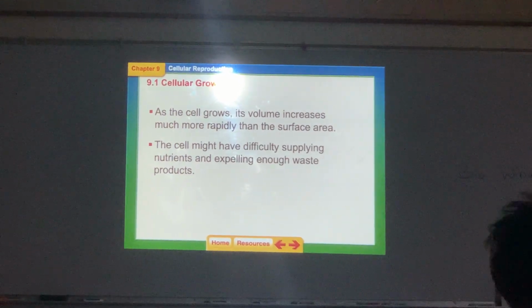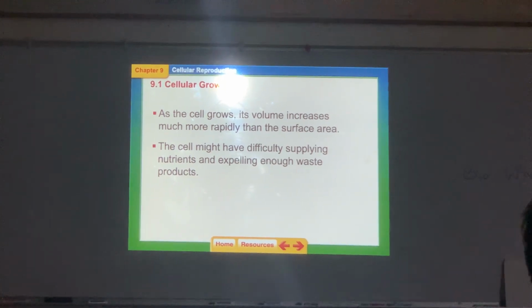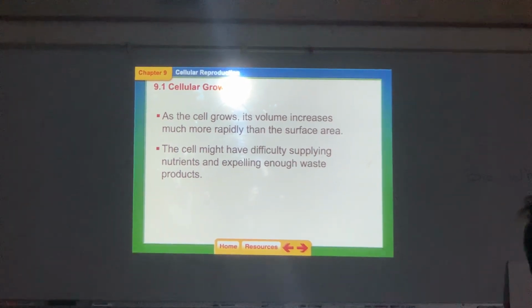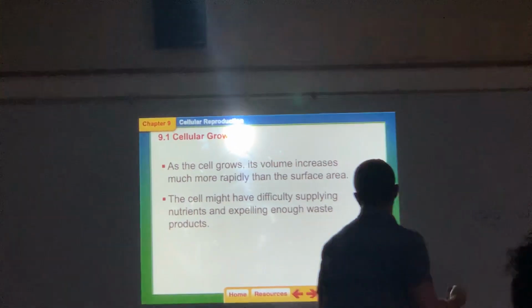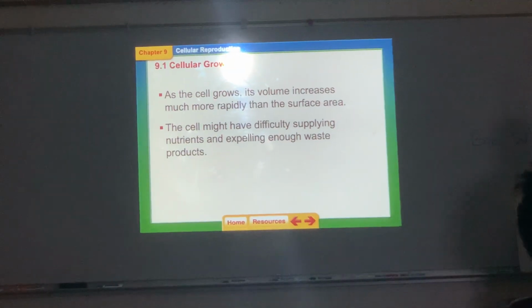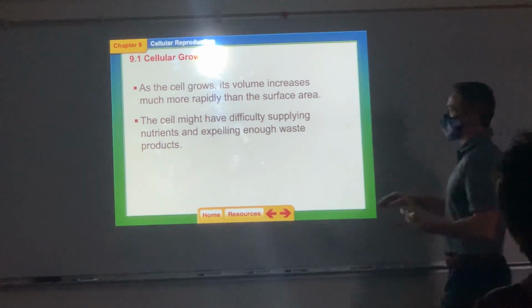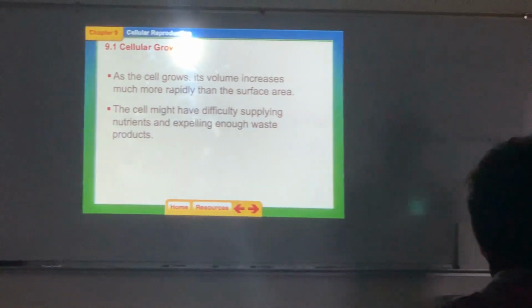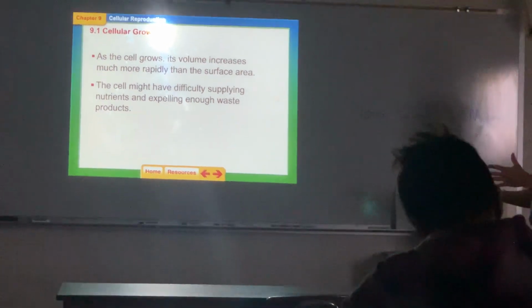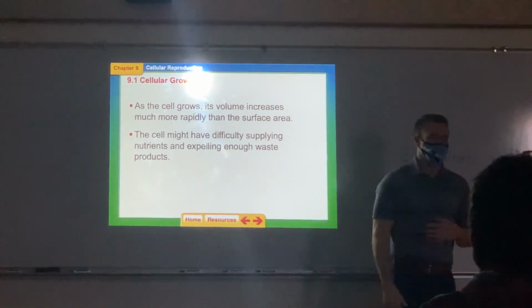So if a cell, right, as it grows, its volume is going to increase much more than the surface area. That's why it can burst. Right? So we need to make sure that it's either going to stop growing or it's going to divide. If it stays a large size, it's going to have some difficulties in supplying nutrients throughout that entire cell because it's going to have more distance to travel in that cell. Or it's going to have problems getting rid of waste.